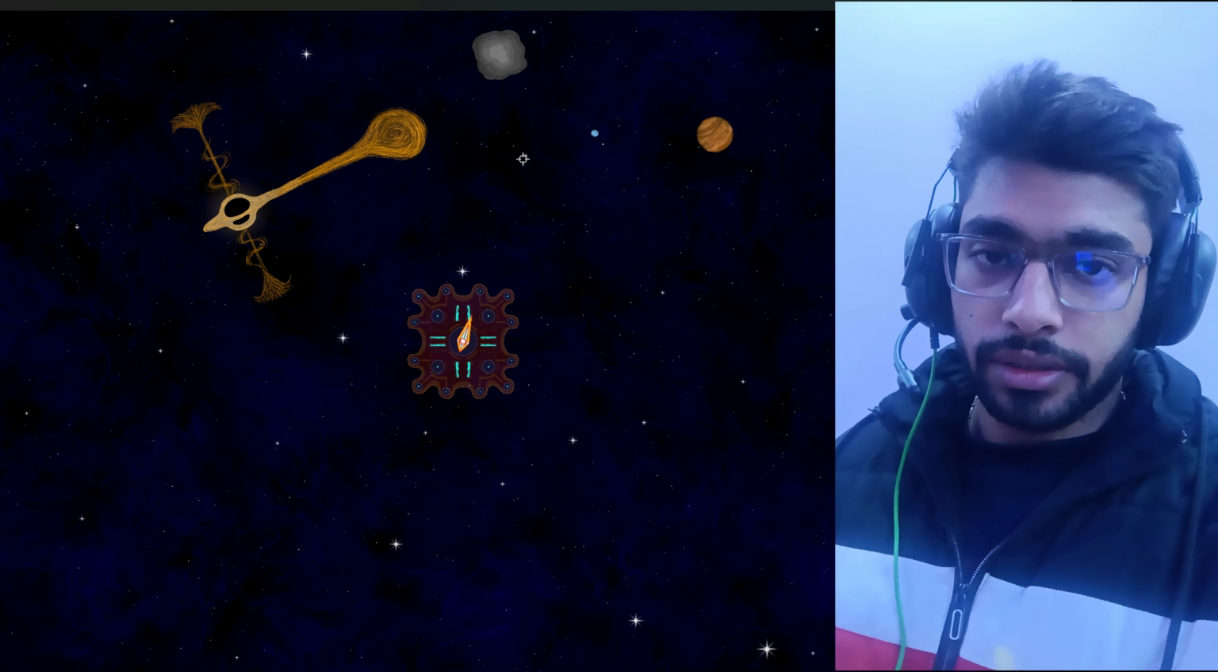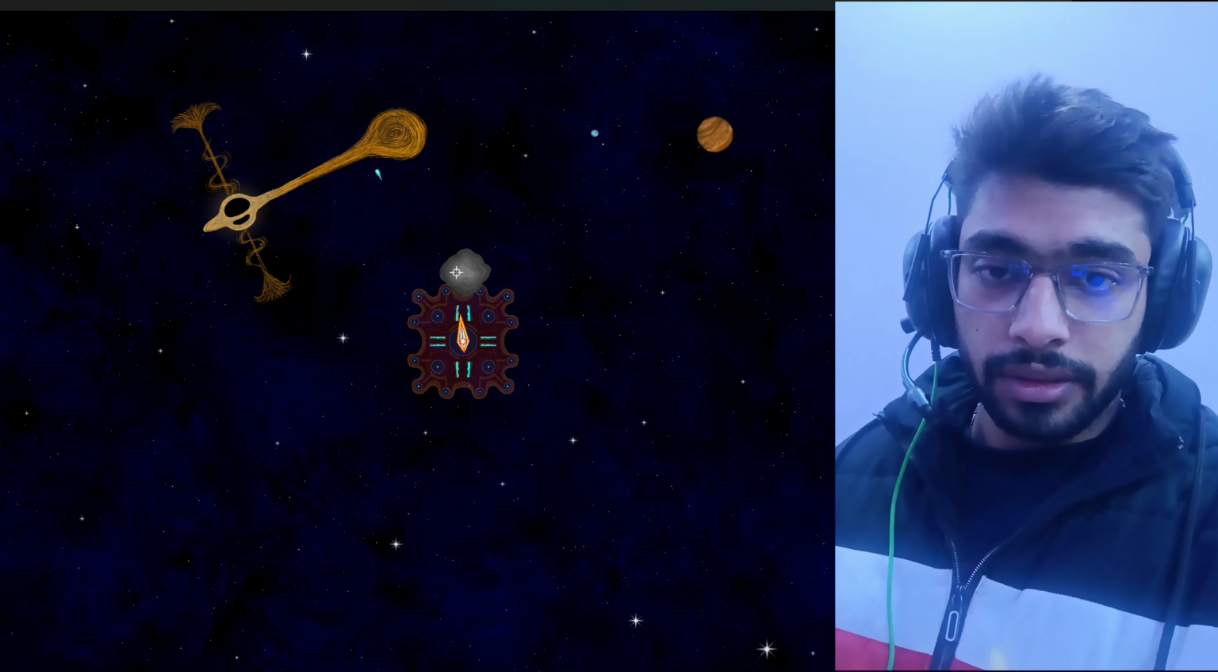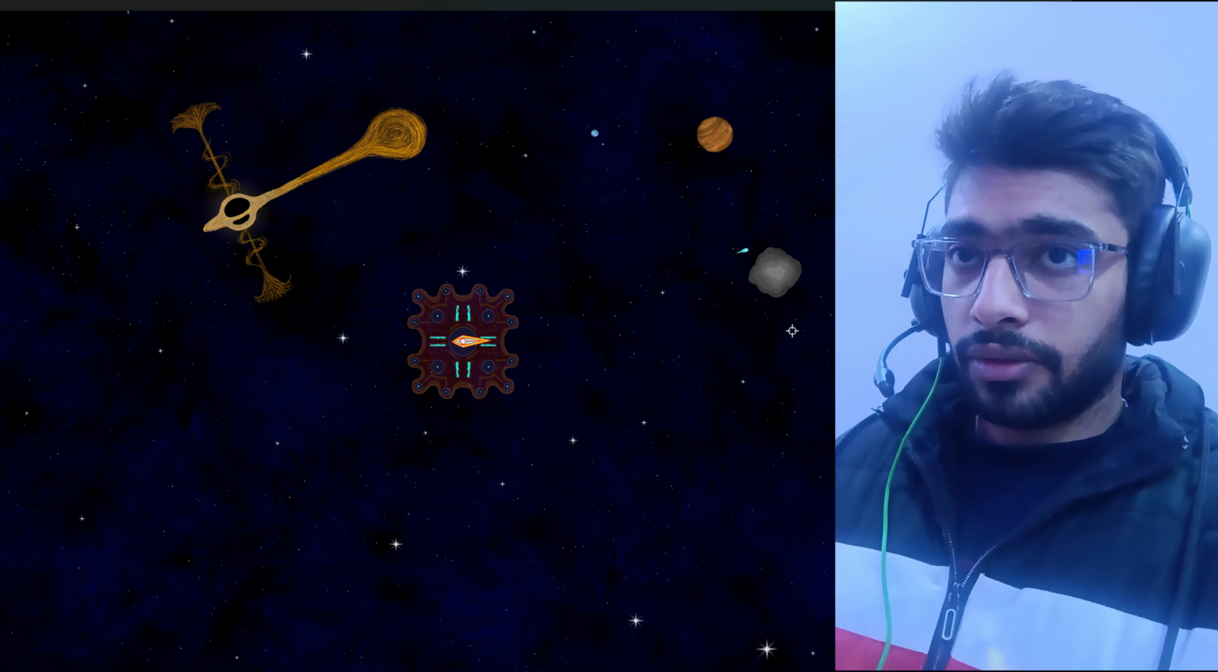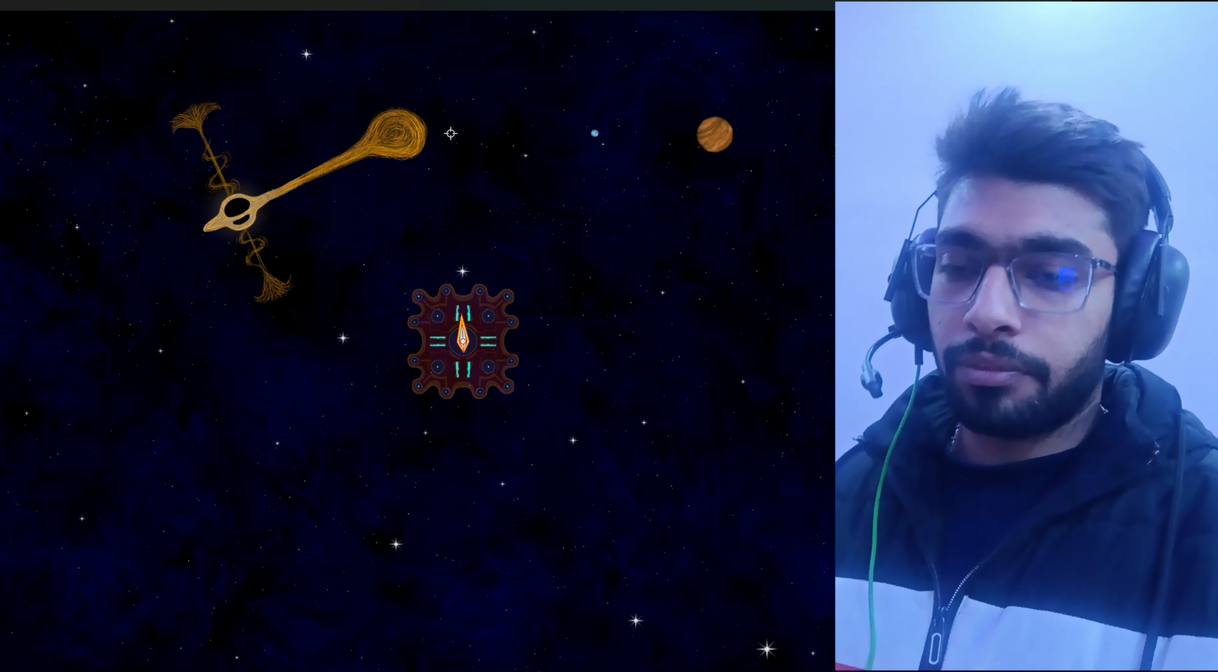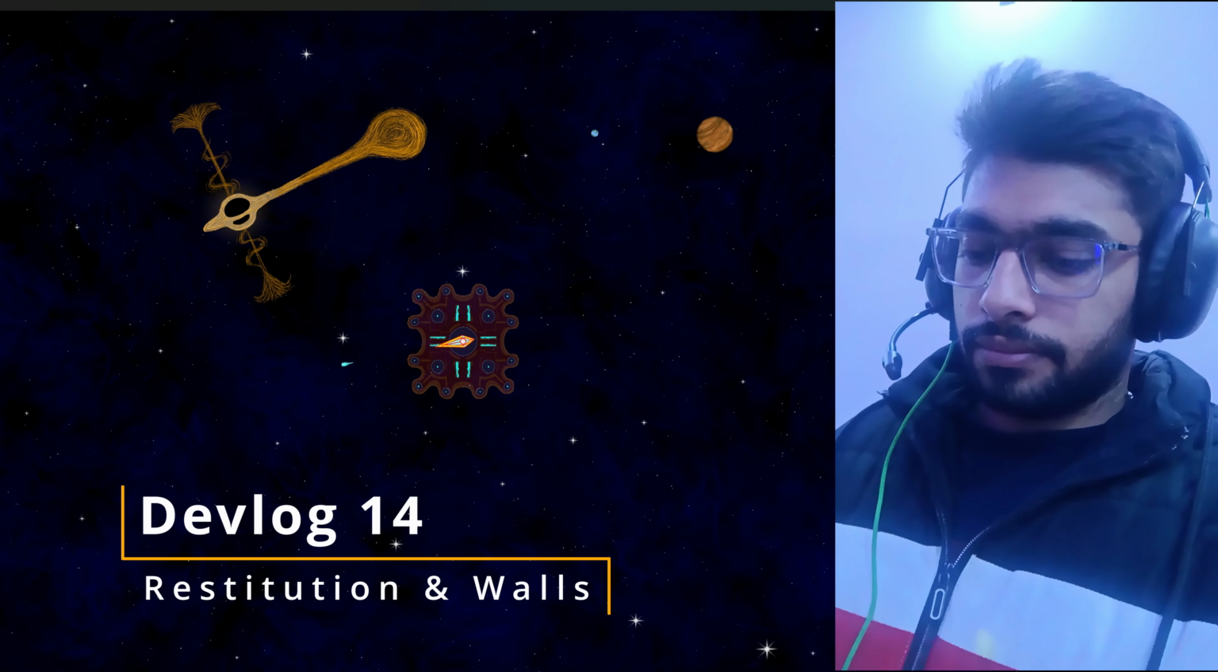Even after adding collisions to my rocks and the bullets, there is this thing: why are the rocks not interacting with each other, why are they not pushing each other, and why are they not exerting any kind of force or impulse on other objects?